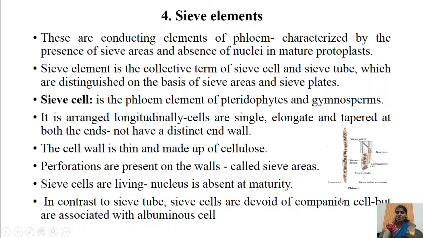In contrast to the sieve tube, sieve cells are devoid of companion cells, but they are always associated with albuminous cells, which are a special type of protein parenchyma cells that store protein and stain darker in color. This is the characteristic feature of gymnosperms. Sieve cells are generally present in gymnosperms.